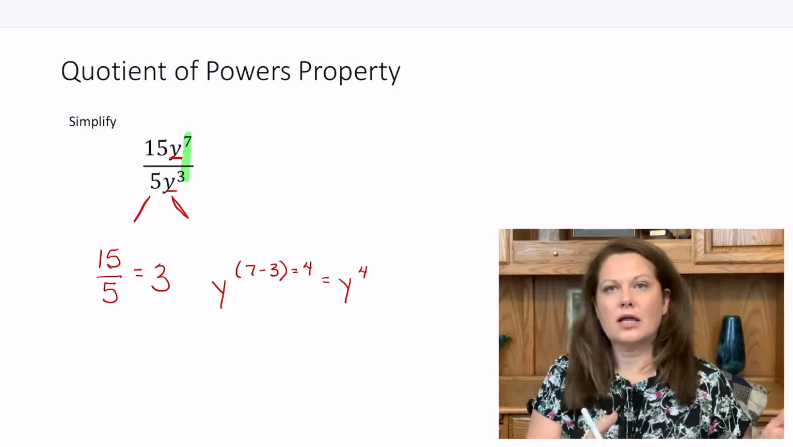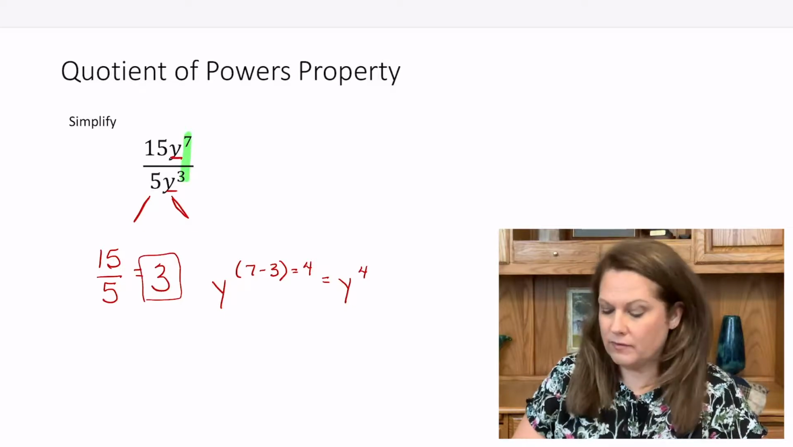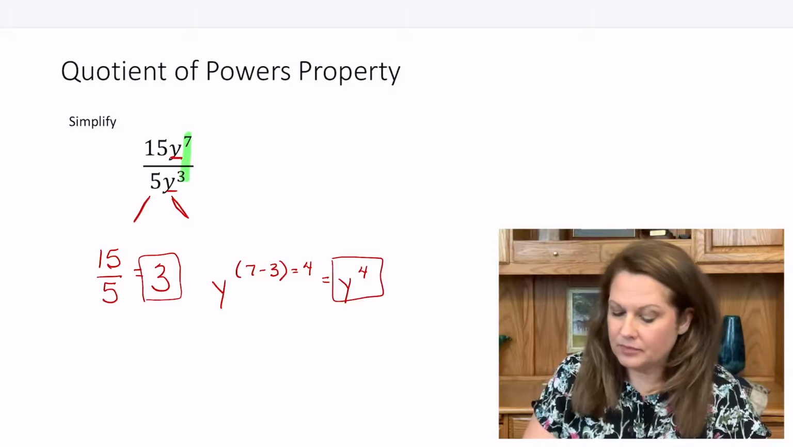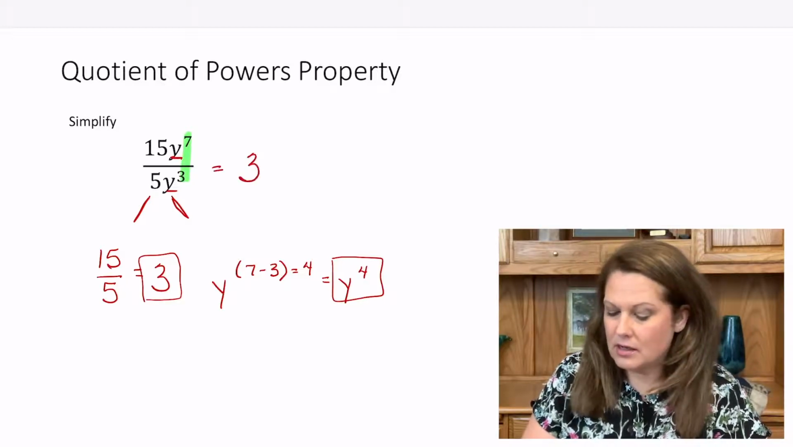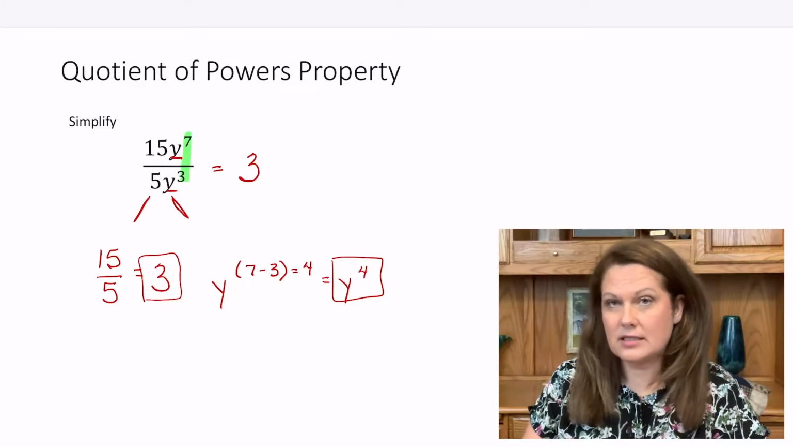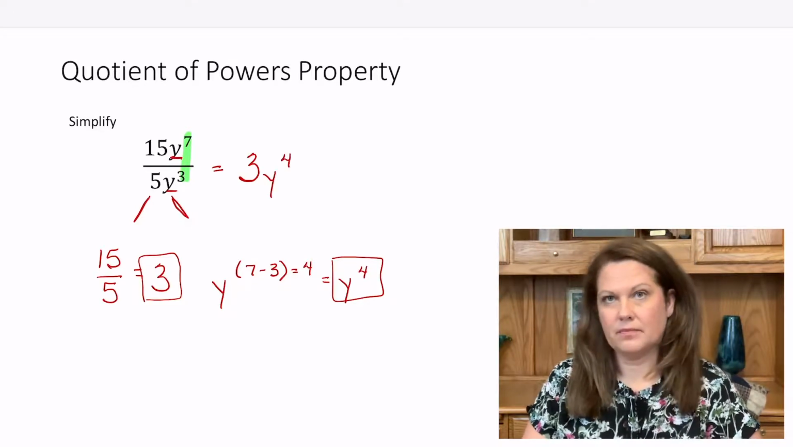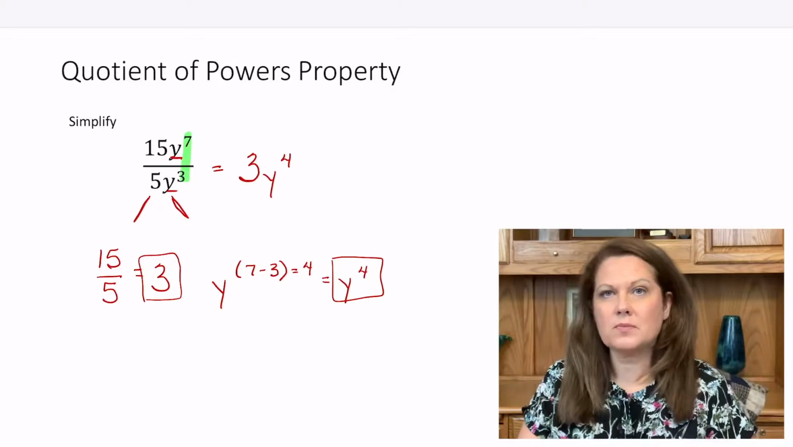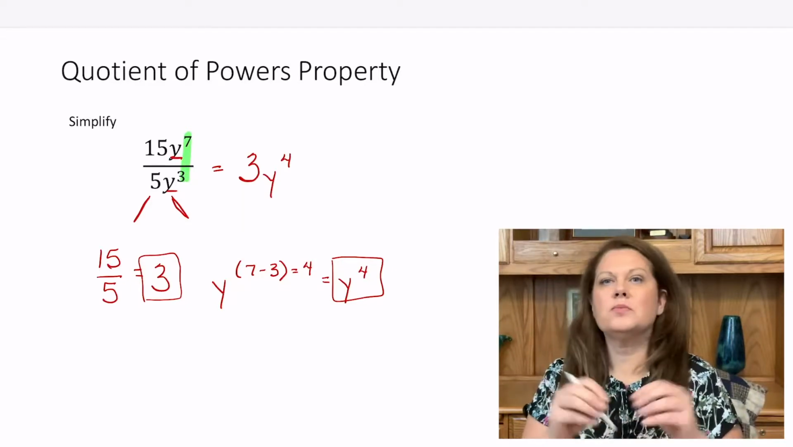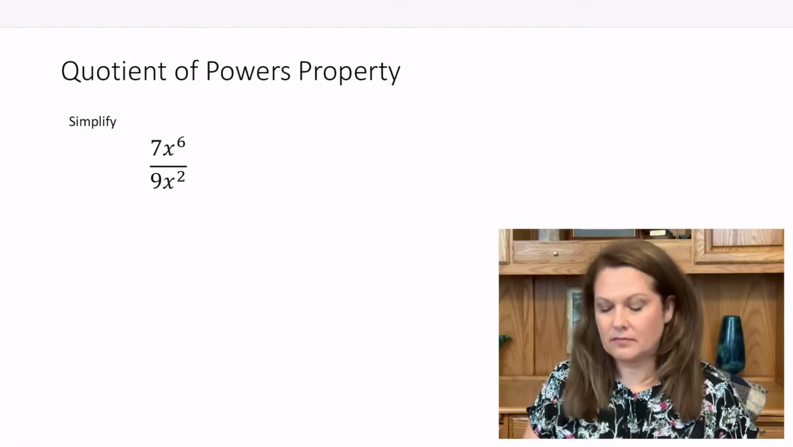Now to make our final answer, we're going to take our answer from our coefficients. We're going to take our answer from our power, and we're going to put them together. So our final simplified form of 15y to the 7th divided by 5y to the 3rd is 3y to the 4th. Remember, when you're working with exponents, you have to break them apart. So let's try another one.